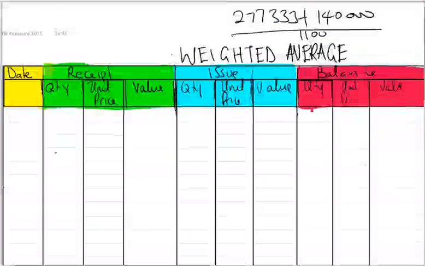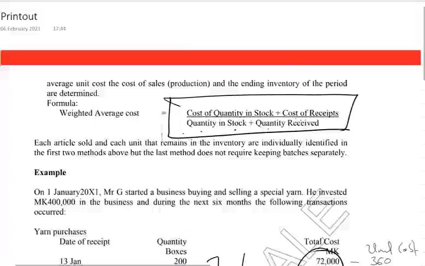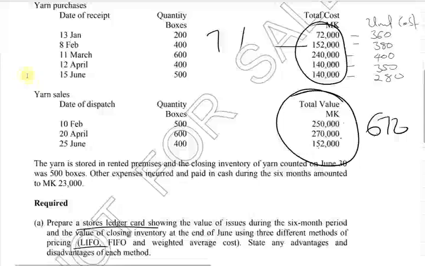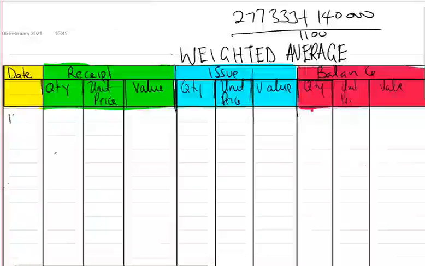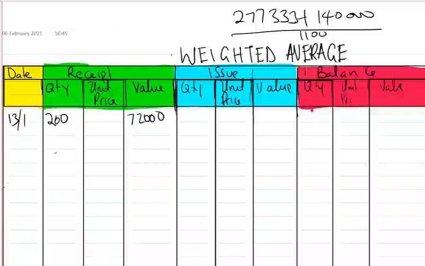So we'll have the same box, and we'll use the same data to do that. So let us use the weighted average now. The first activity is on 13 January. We actually bought 200 boxes at 72,000. If we want to find the unit price, we're going to say 72,000 over 200, which is 360. There's no issue on the same date. That means we have to calculate a weighted average.